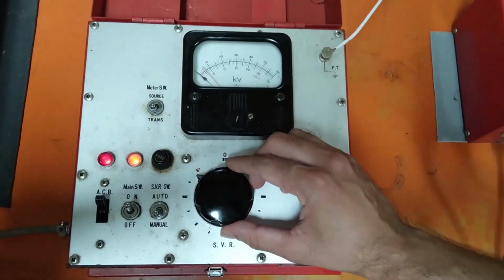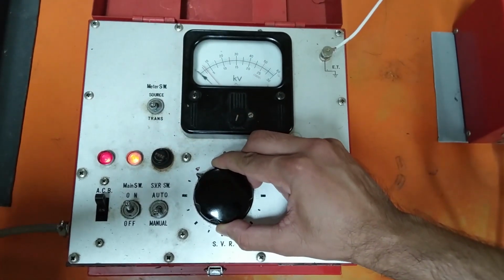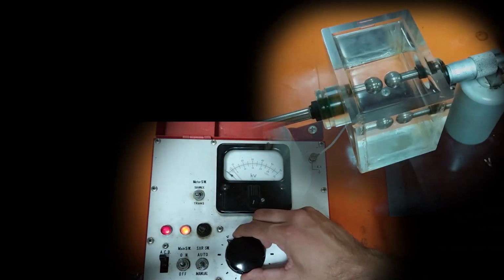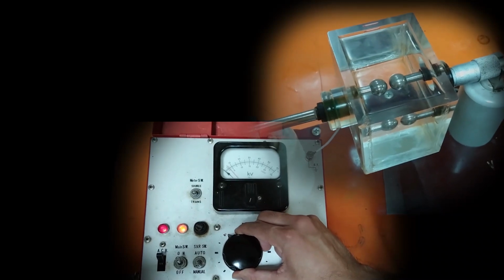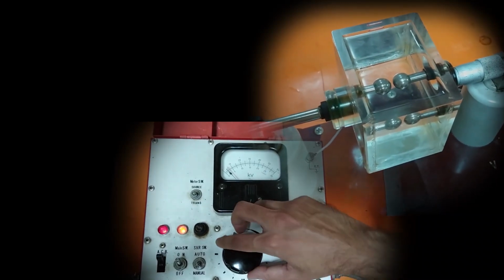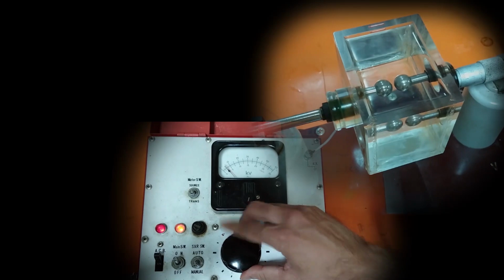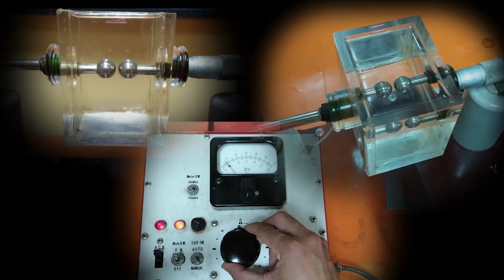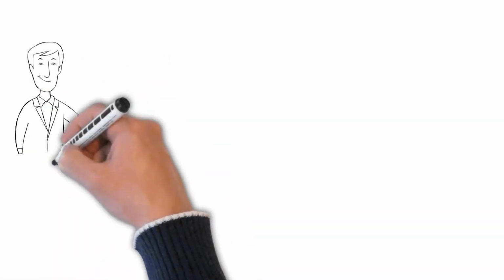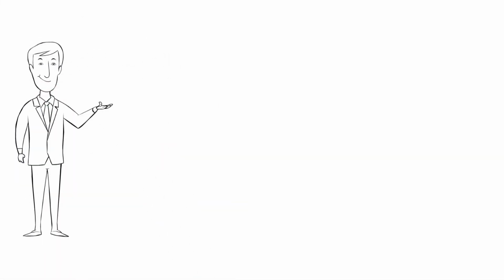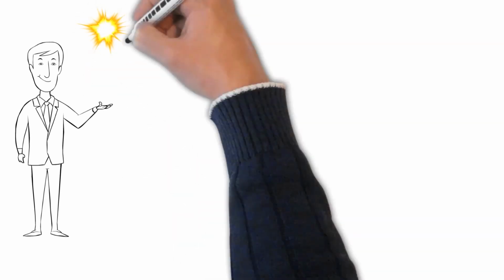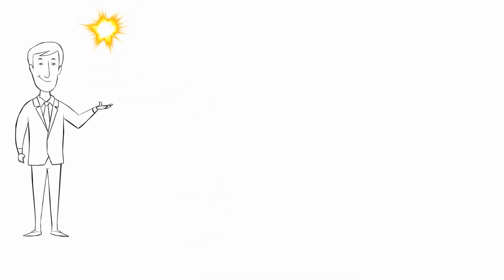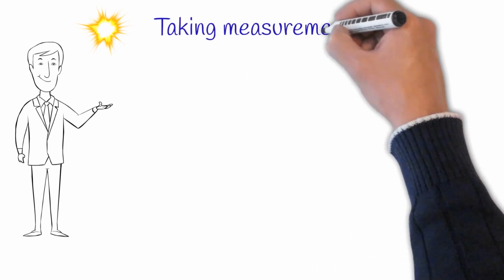For this practical, we are operating the tester in manual mode, so we should turn this voltage controller gradually in a clockwise direction until the breakdown occurs. So we have to rotate it in a clockwise direction like this. Okay, I hope you observed the spark and the explosive sound during the breakdown of the transformer oil. Now let's see how we can take the measurements of this practical.